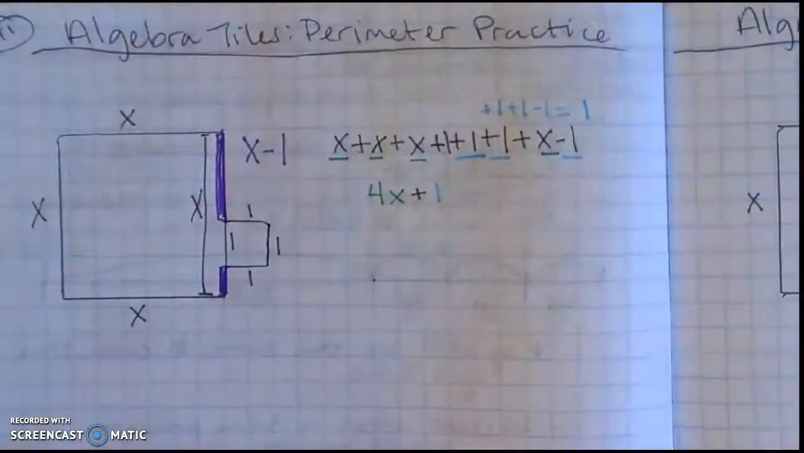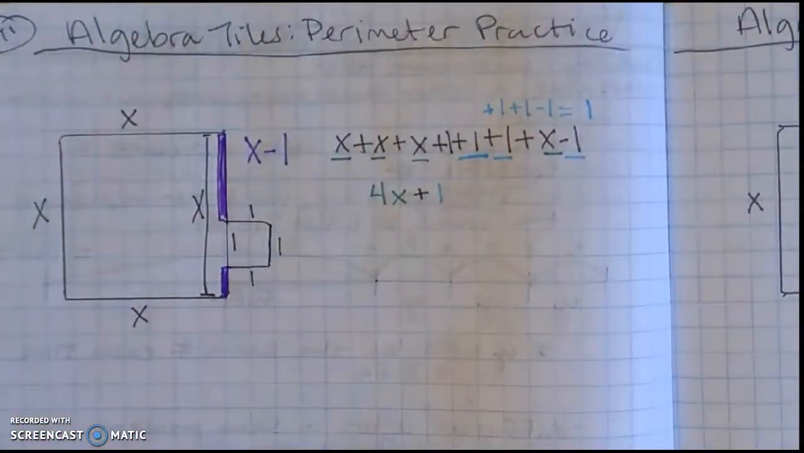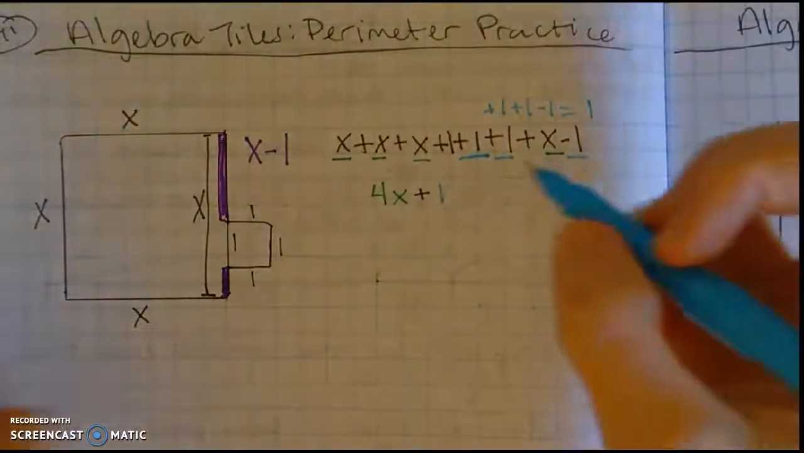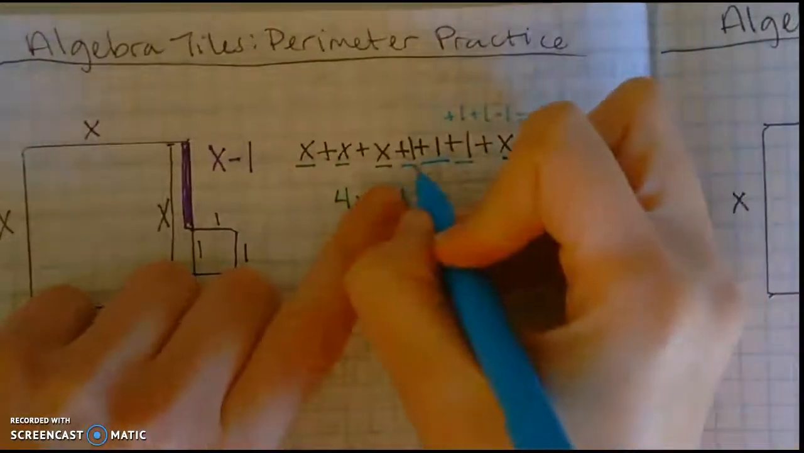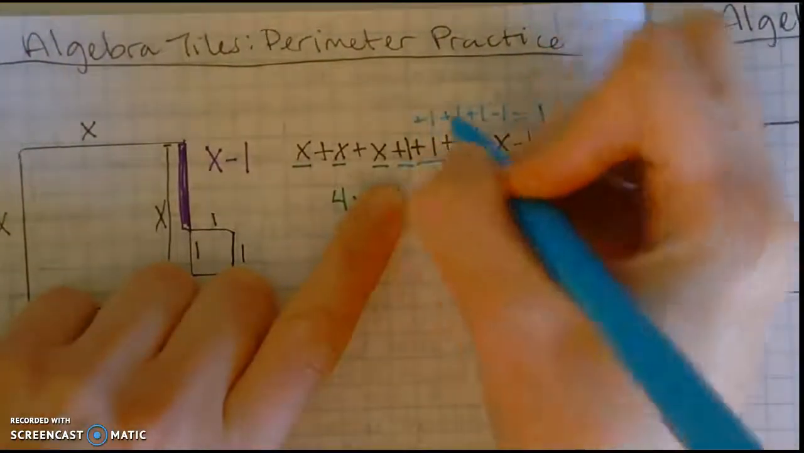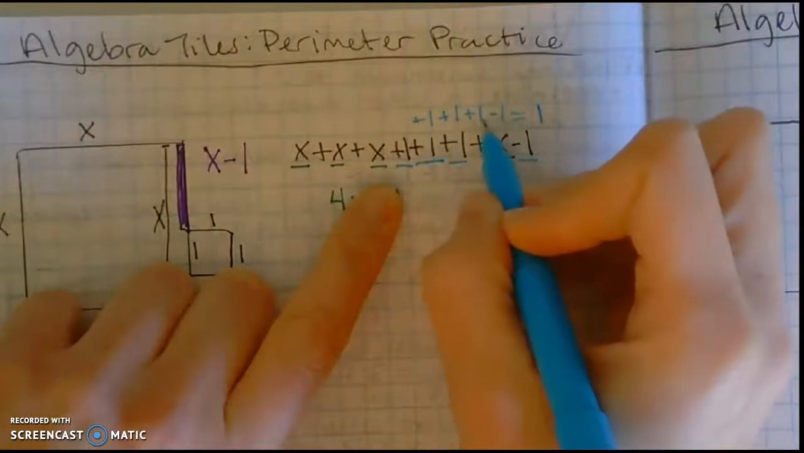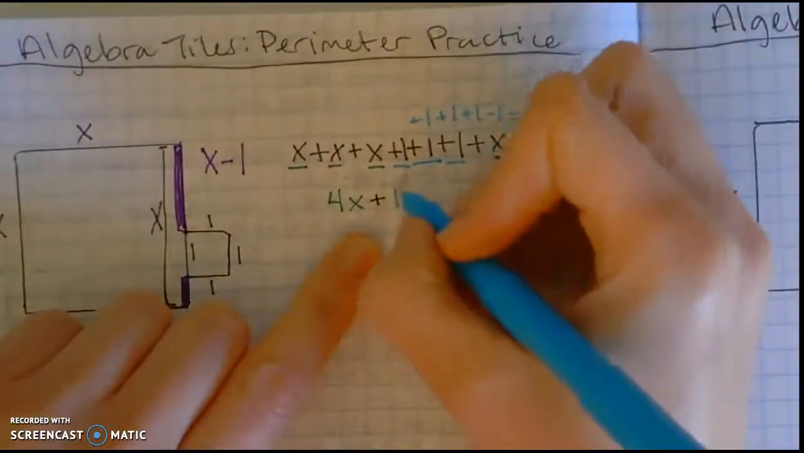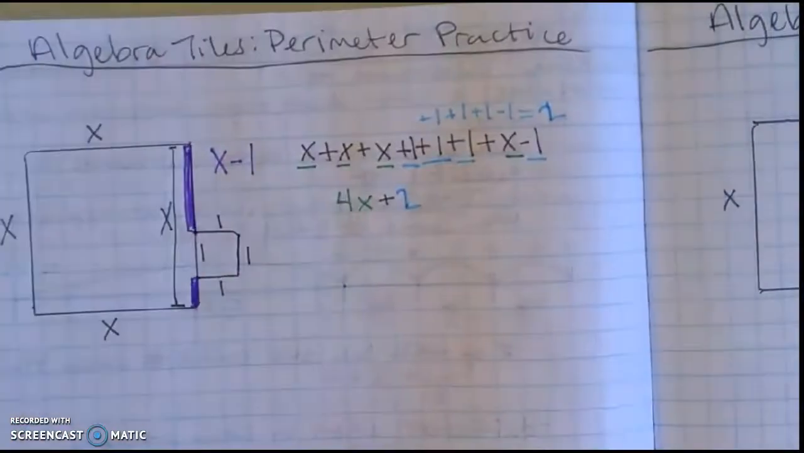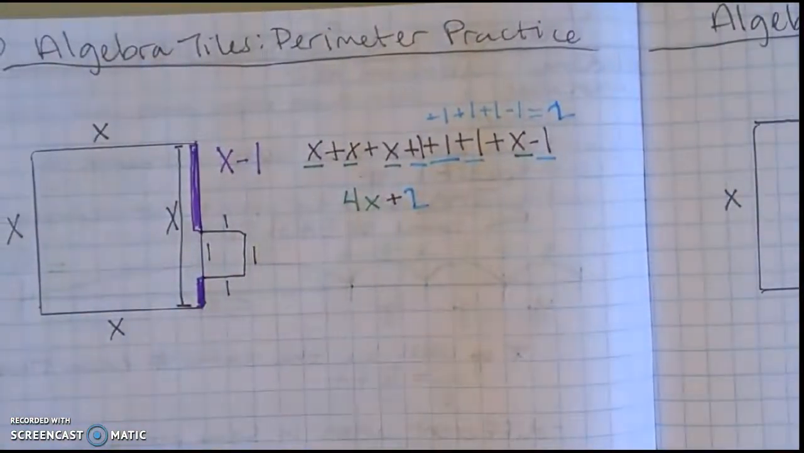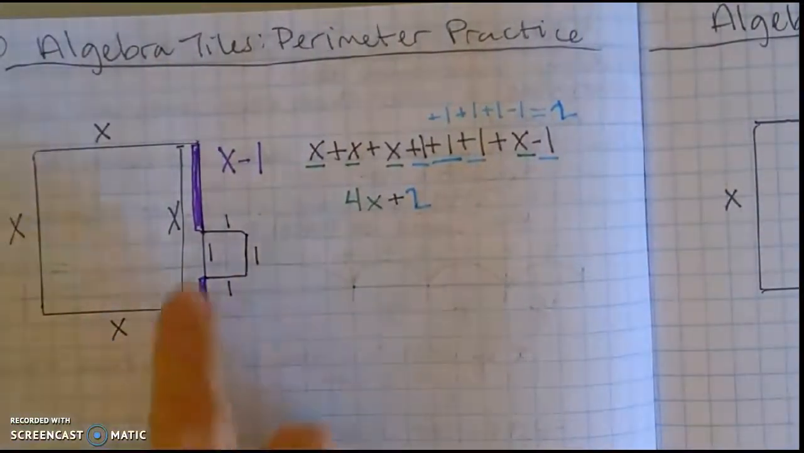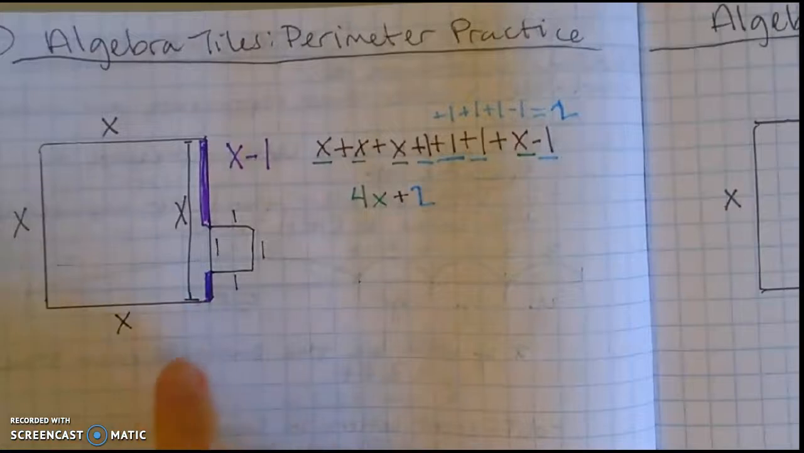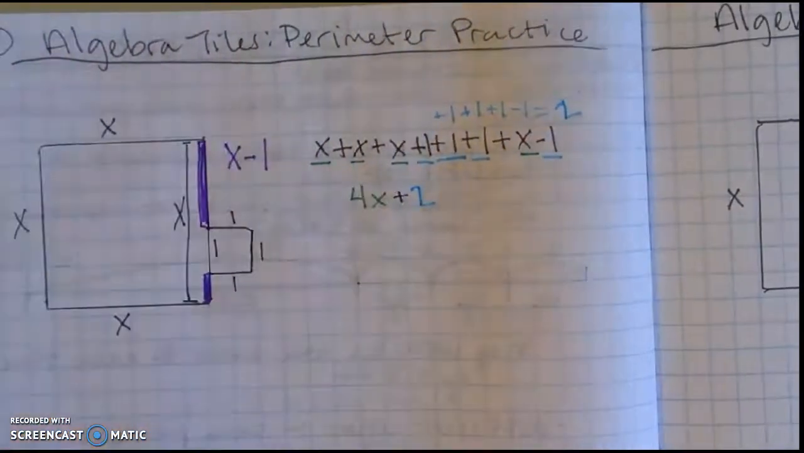Okay, so I need to go back and revise this. This is why we double check at 10 to precision. So I had this plus 1 right here, so I'm going to add this on the front. 1 plus 1 plus 1 is 3. 3 minus 1, that's 2. So now I'm going to change this to 2. There we go. That makes more sense. So the total perimeter for this shape, now that I fixed it, is 4x plus 2.